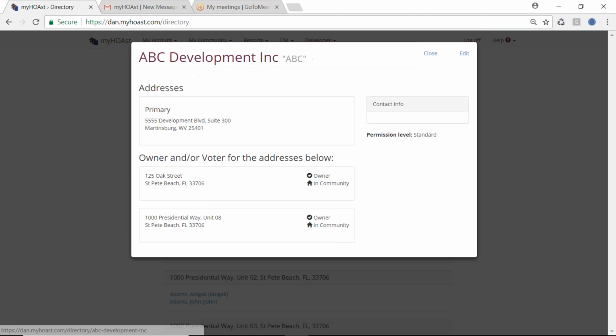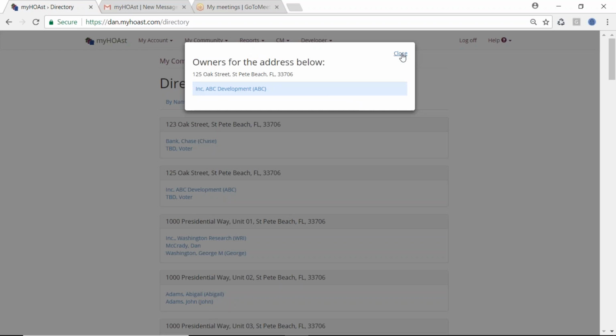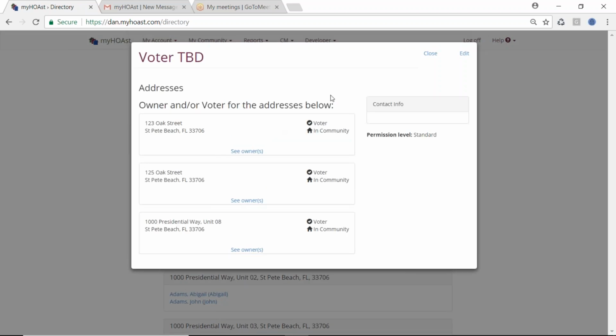Now on the second one here, 125 Oak Street, I can see that it's owned by ABC Development. And ABC Development actually owns both 125 Oak Street and also Unit 08. They cannot vote for these because a business cannot vote, but they are the owners. So this is information that you can really see what's going on.